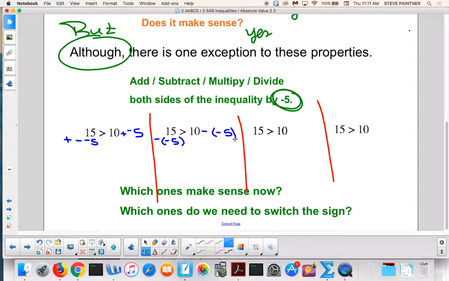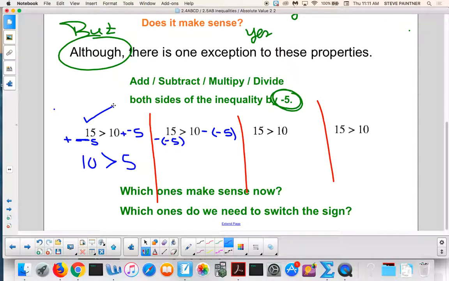So when you added negative 5 to both sides, sorry, this is supposed to be negative 5. When you added negative 5 to both sides, you got what here? 15 plus negative 5? 10. 10 plus negative 5? 5. Drop the sign. Is it okay to add negative numbers to both sides? Is 10 greater than 5? Yeah.